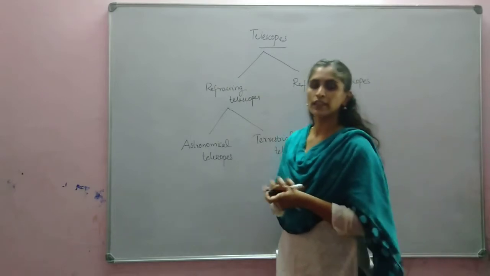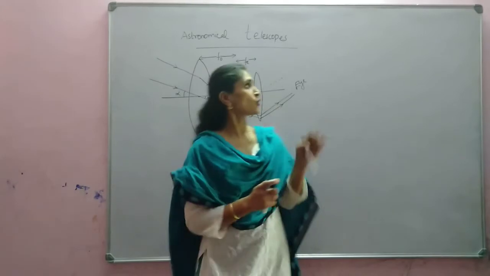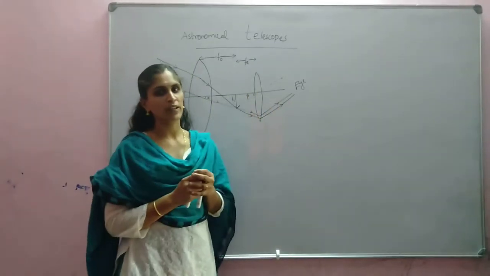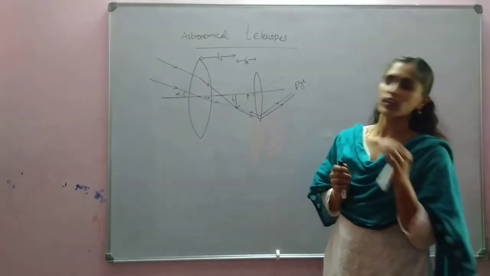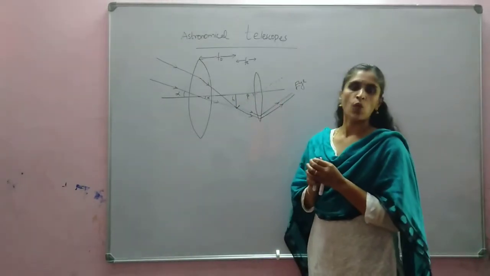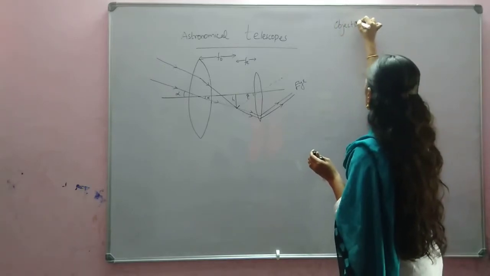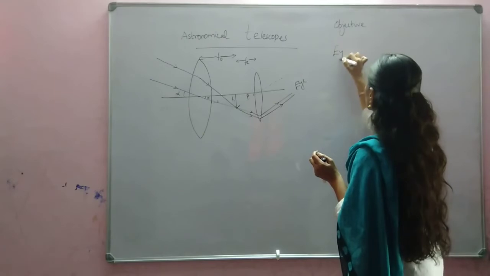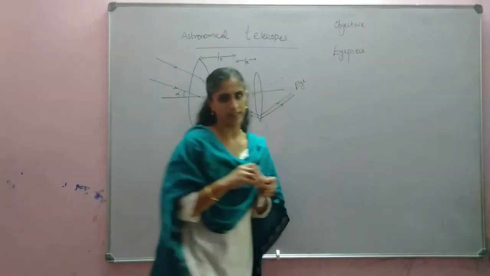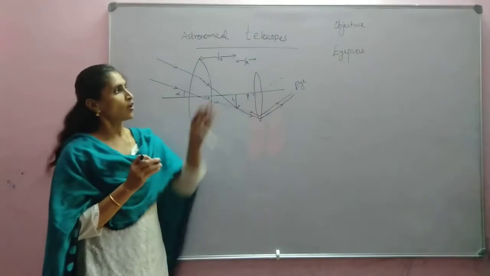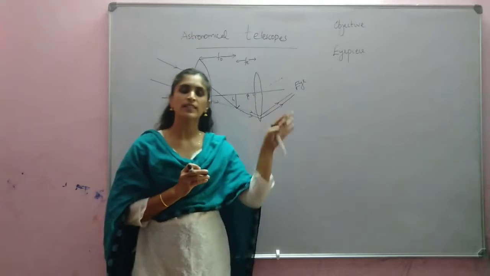Here now we will draw the diagram. We are discussing the astronomical telescope, a refracting telescope. Here we are using two lenses. One is known as the objective and the other is known as the eyepiece. Objective is the convex lens which is kept near the object, and eyepiece is the convex lens which is kept near the eye.